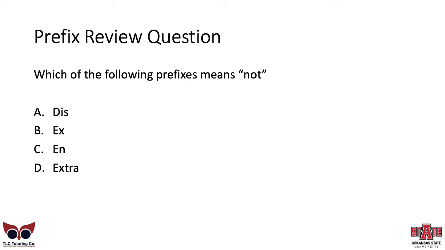Prefix review question. Which of the following prefixes means not? A, dis, B, ex, C, in, or D, extra? The correct answer is A. The prefix that means not is dis. Remember our example, disgrace is to act in a way that does not show grace.